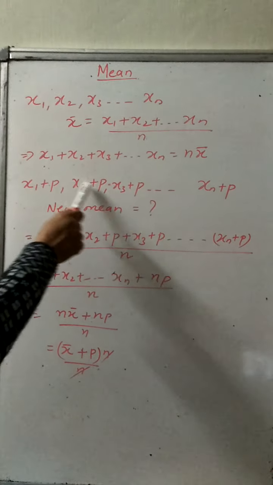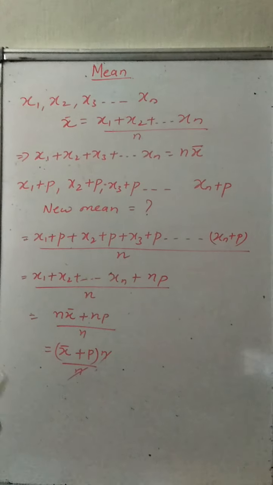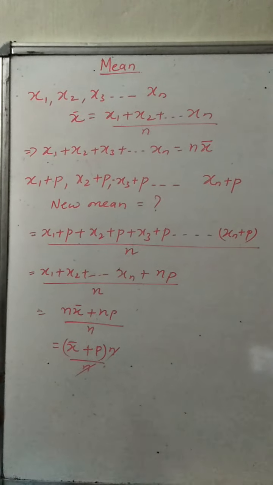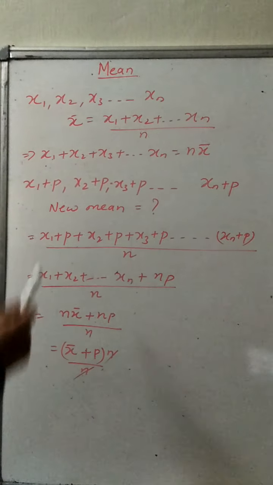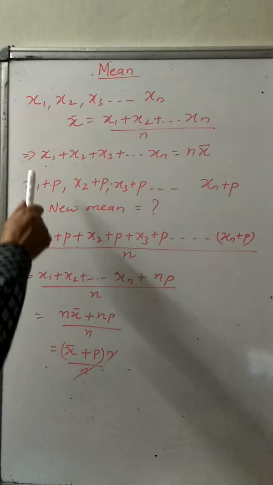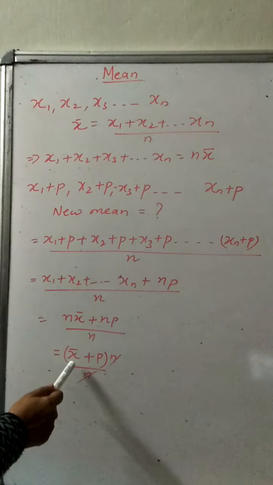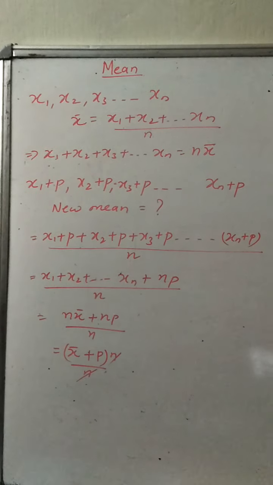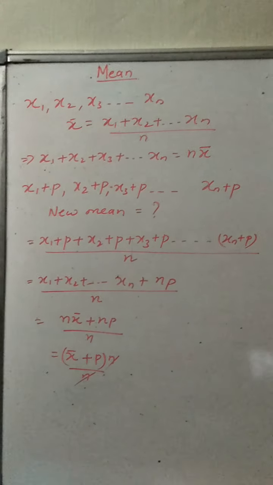If you are subtracting any particular number, then finally your new mean will be the mean minus that number. And suppose you are multiplying by a number p, then you have to multiply the mean by p to get the new mean. Let us observe one example.